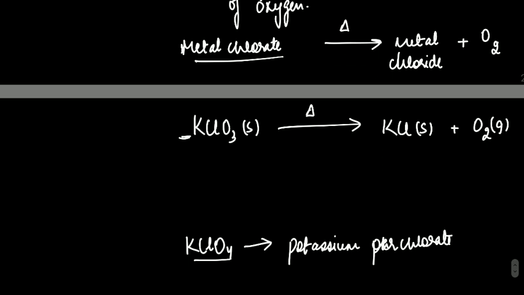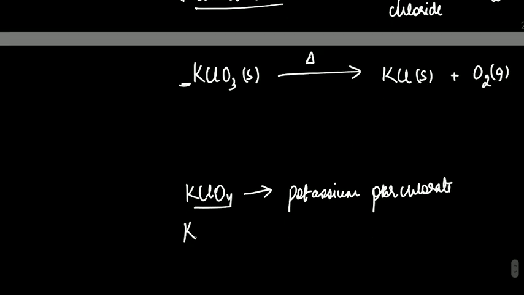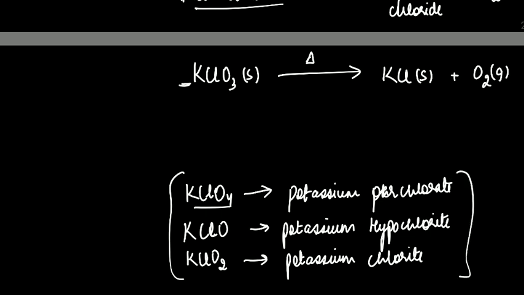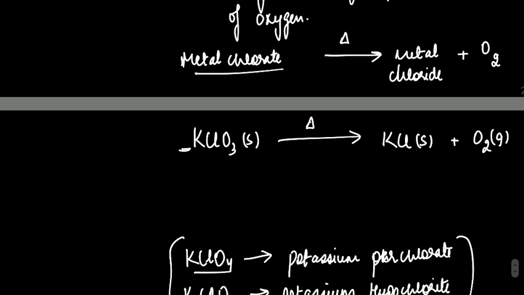KClO4 is potassium perchlorate. So we can write the other examples, KClO and KClO2. So this is potassium hypochlorite, and this is potassium chlorite. About these examples, the chlorine oxoanions, I've discussed in the previous lectures also. So now let's come back to this equation.